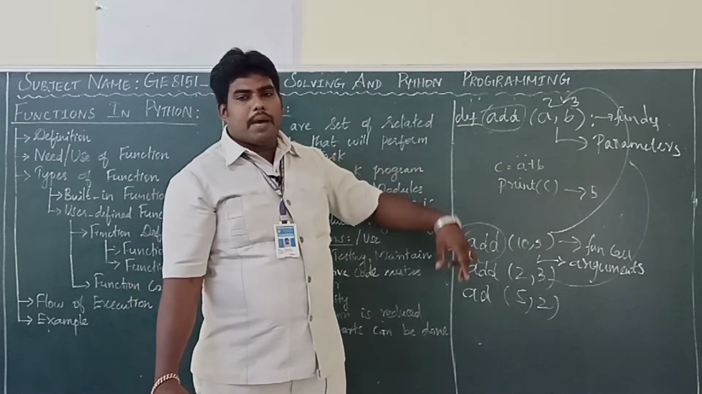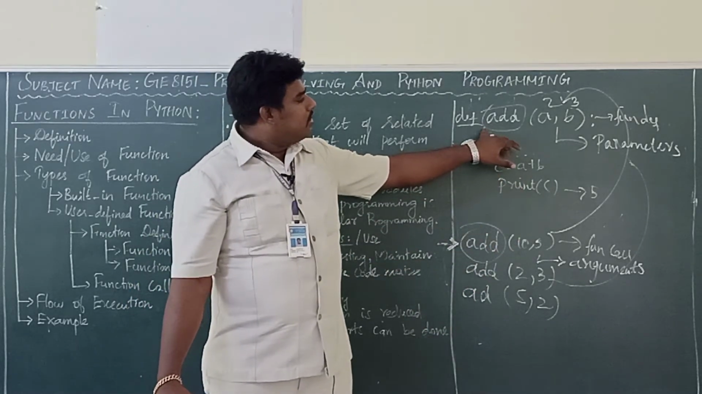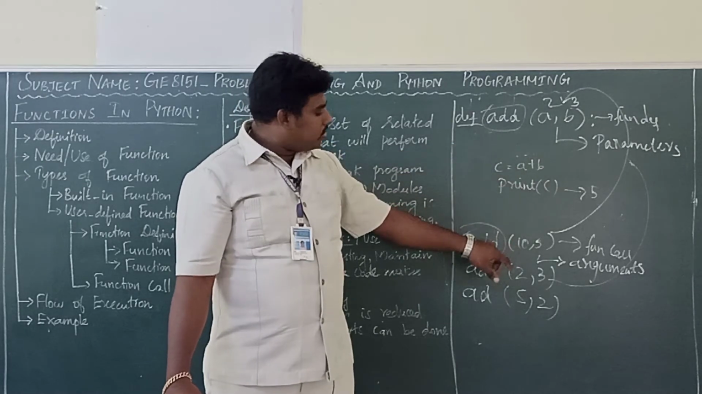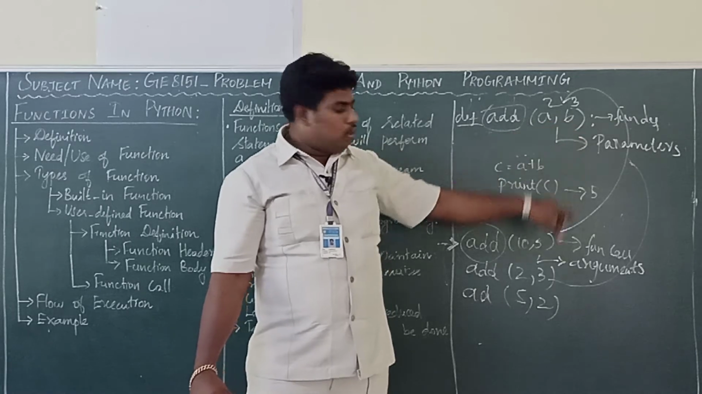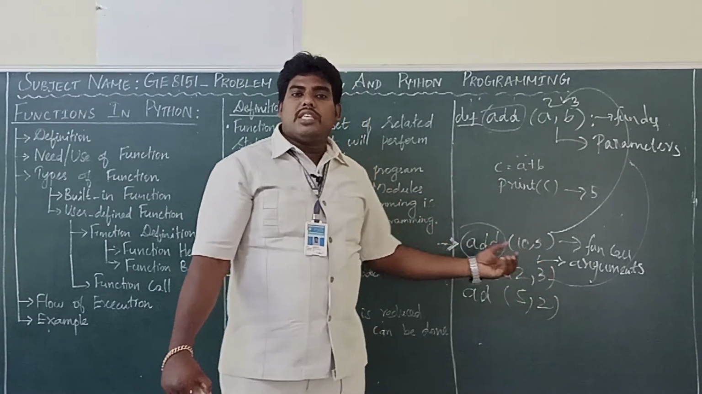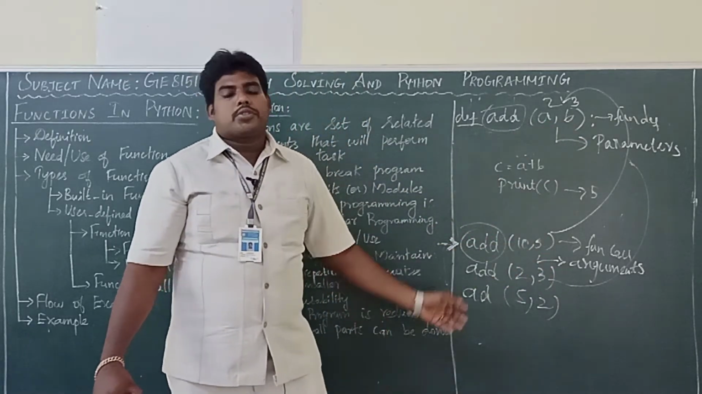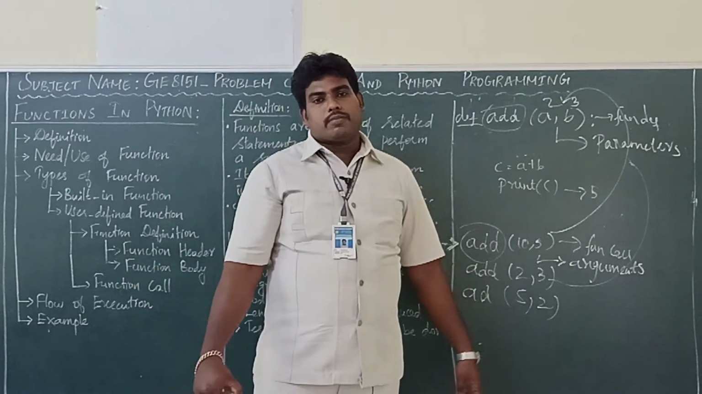So how the execution happens: see here, what's the function name? Add. Here also add. Here how many variables are there? 2. Here how many values? 2. These things have to be matched. So that way the execution will happen.